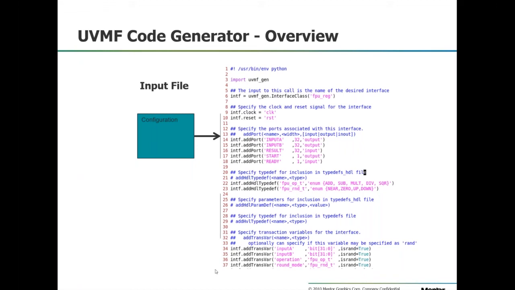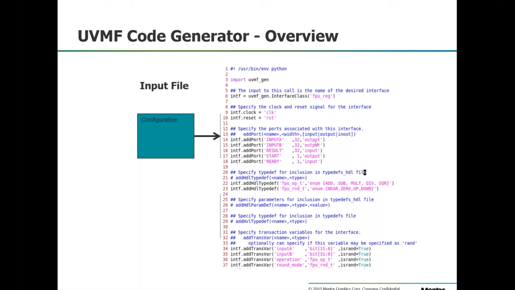And this is an example of the Python template that you can do. So what you say is, I have this floating point unit and I'm going to drive all of the control signals to this floating point unit. So my agent is called my FPU reg. I declare what all the ports going into and out of that agent are.